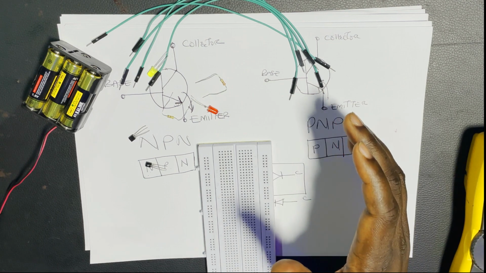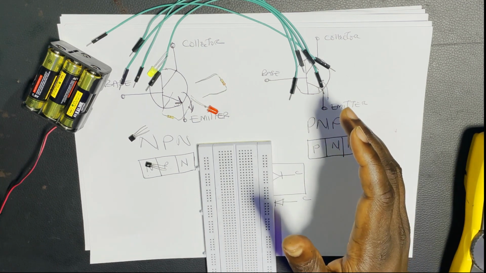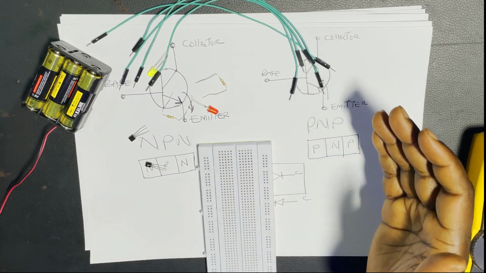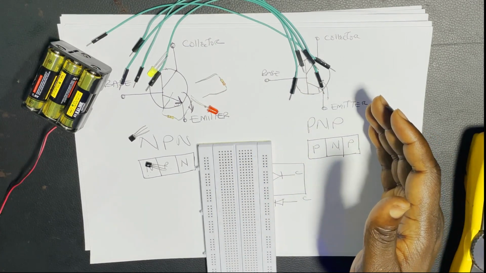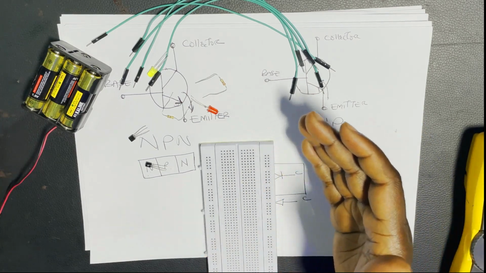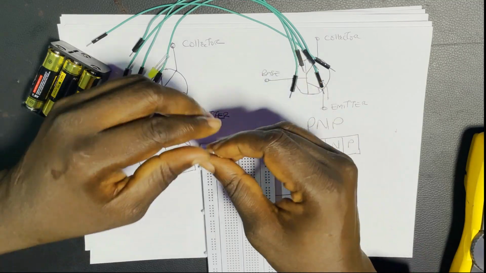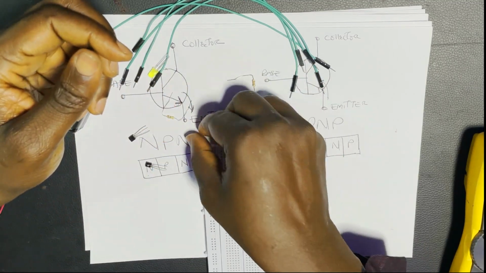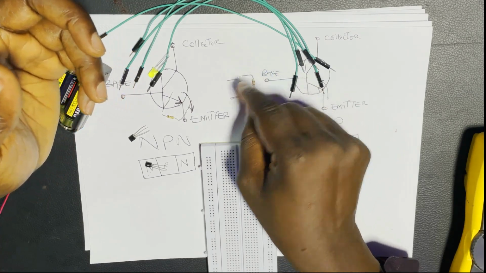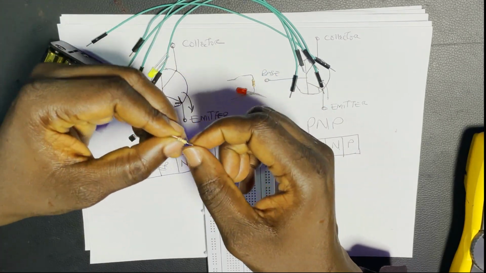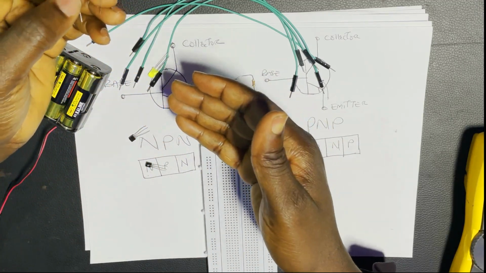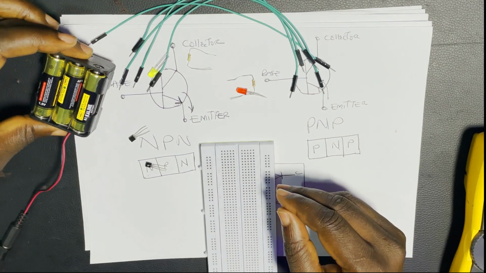To show you how to bias a transistor, I have selected my components. In this case, I'm going to show you how to bias an NPN transistor and a PNP transistor. I have a 220 ohm resistor to limit the current through my LED, a 10 kilo ohm resistor for biasing my transistors, and a 9-volt battery.